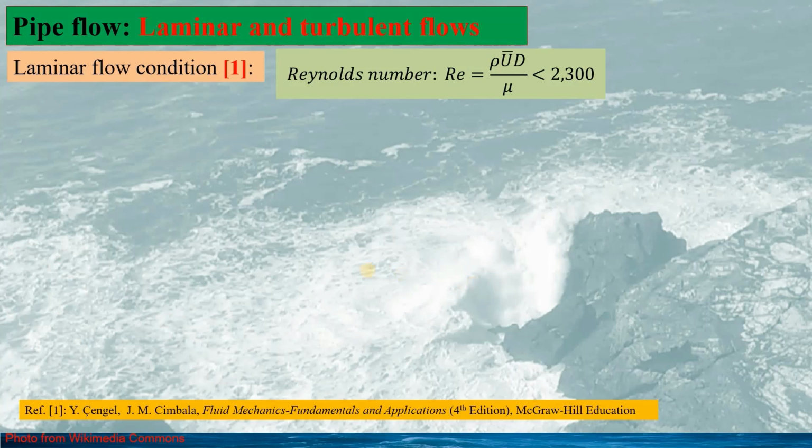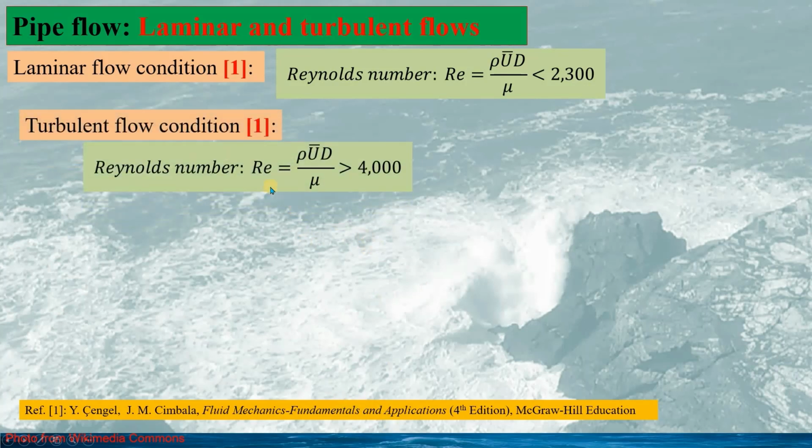Now in this slide, we will look at the pipe flow, the laminar flow, and the turbulent flow. For laminar flow, the condition would be given as the Reynolds number Re less than 2,300 based on the reference. And the turbulent flow would be given as the Reynolds number larger than 4,000. In between these two Reynolds numbers, the flow is in transition from laminar to turbulent.